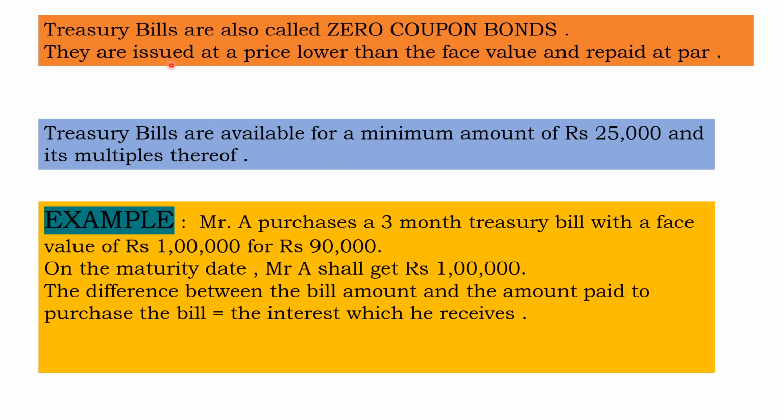Now, I hope this is clear to you that they are issued at a price lower than the face value. Here, the face value is 1 lakh and it was issued for 90,000 and it is repaid at 1 lakh. Simple. Now, they are available for a minimum amount of 25,000 and its multiples thereof. For how much are they issued? They are issued for say 25,000, 50,000, 75,000, 1 lakh, and that is how it is issued. Minimum of 25,000 and its multiples. Clear?